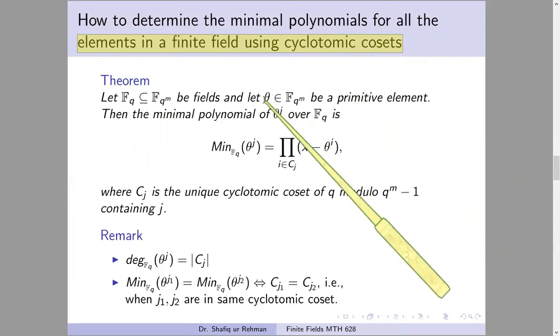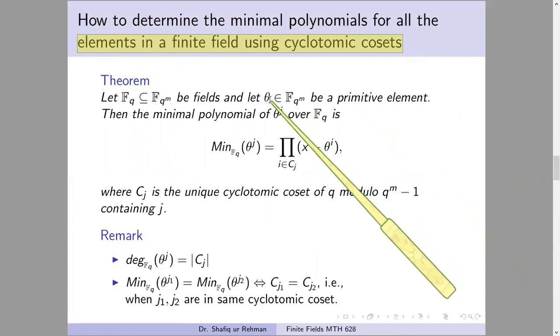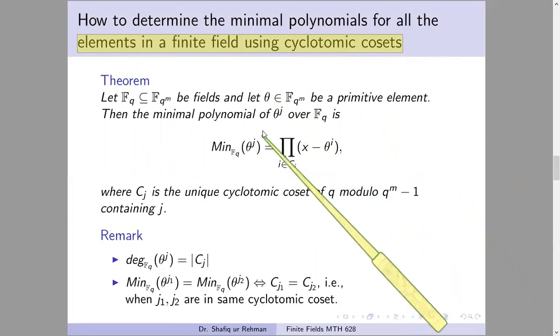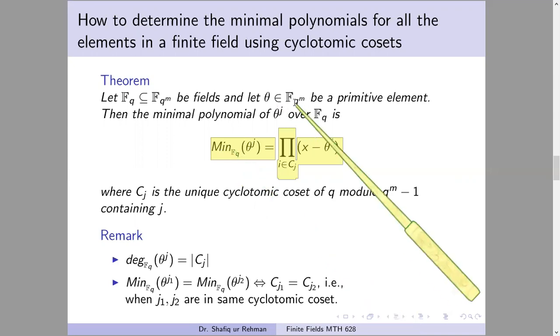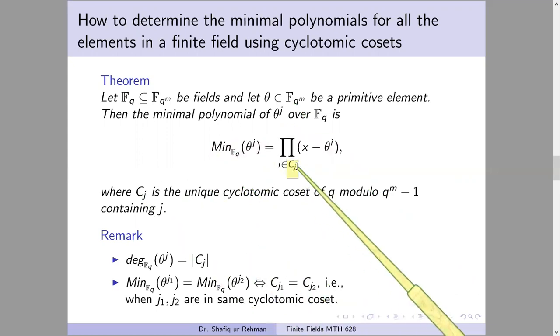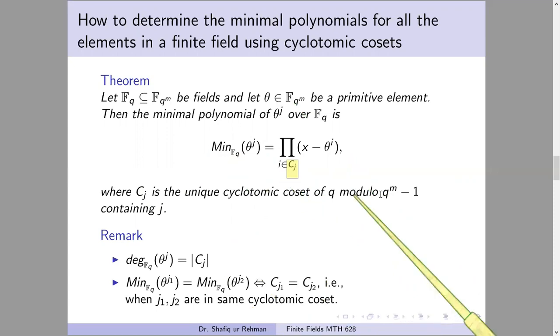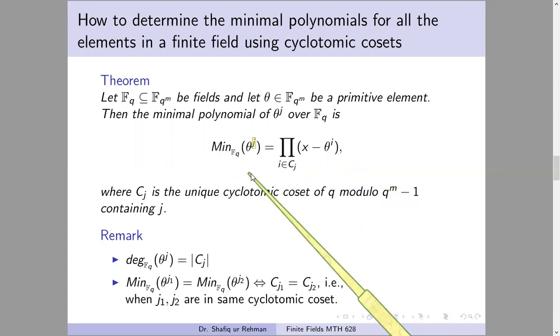Because theta is primitive, all the elements can be represented in the form of powers of theta. Therefore, if we know the minimal polynomial of theta, then by using this formula, we can find the minimal polynomial for all the elements of Fq except 0. And 0 has no importance. We can easily find the minimal polynomial of 0. That is no problem. And here in this formula, what is Cj? Cj is the unique cyclotomic coset of q modulo q power m minus 1 containing this power j.